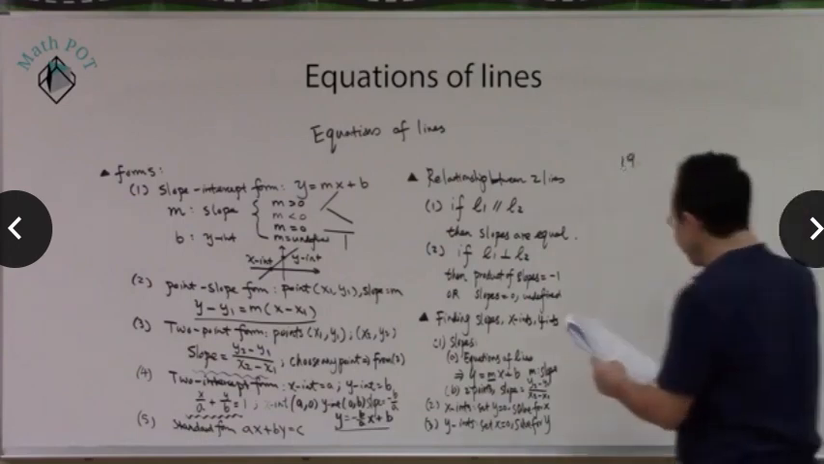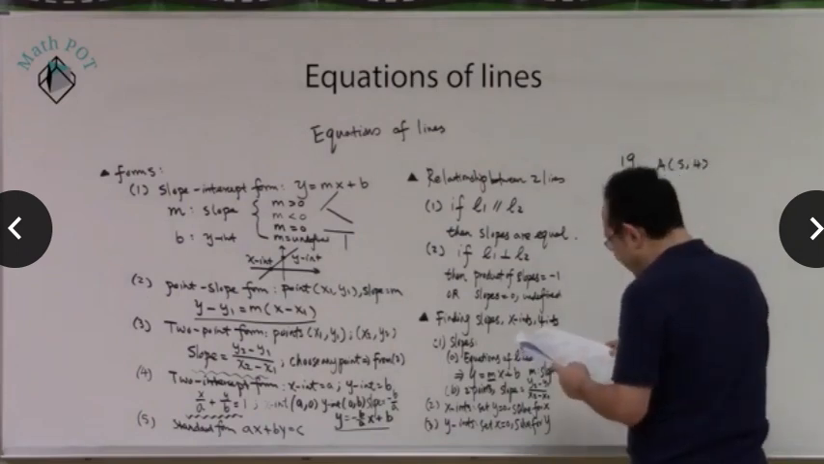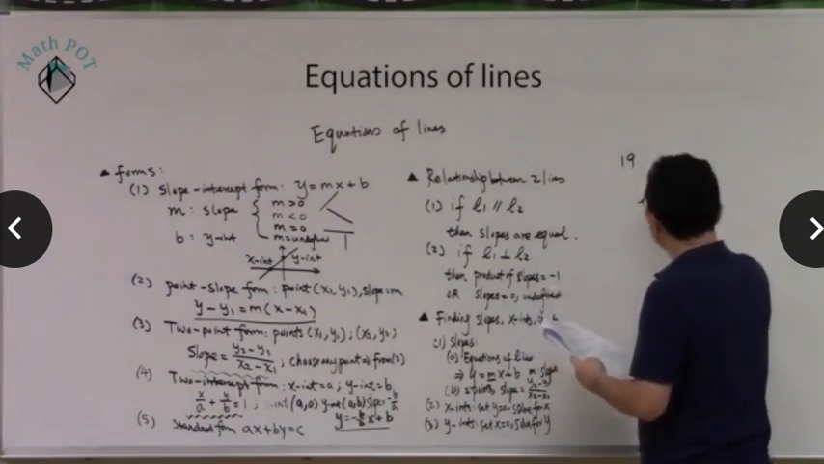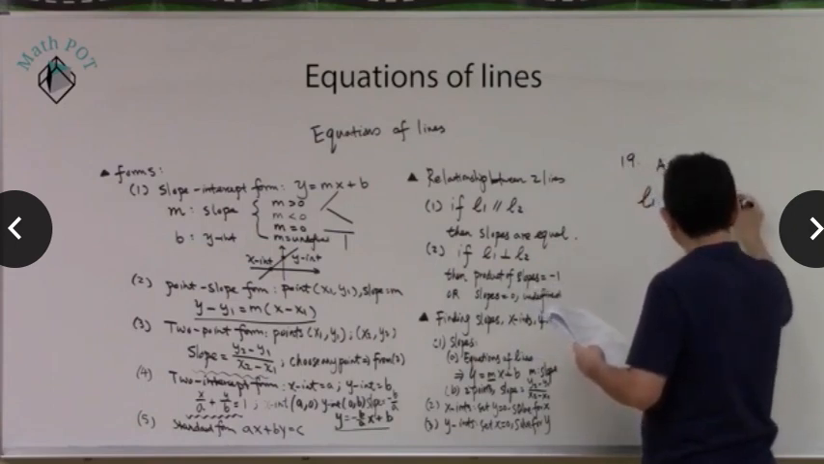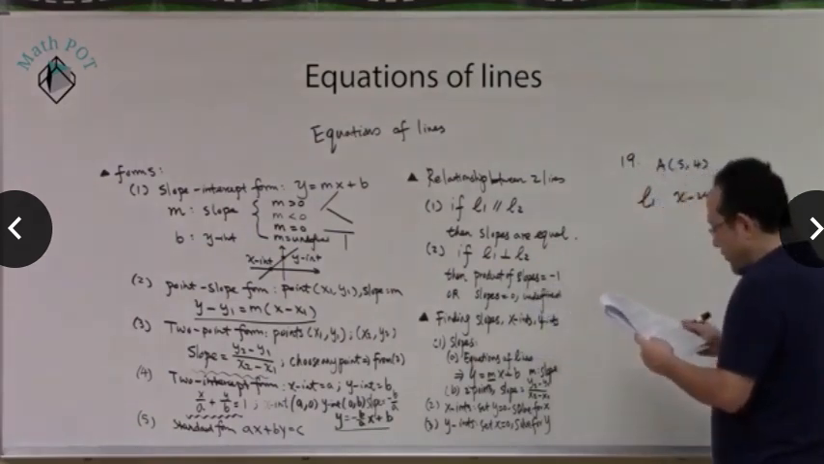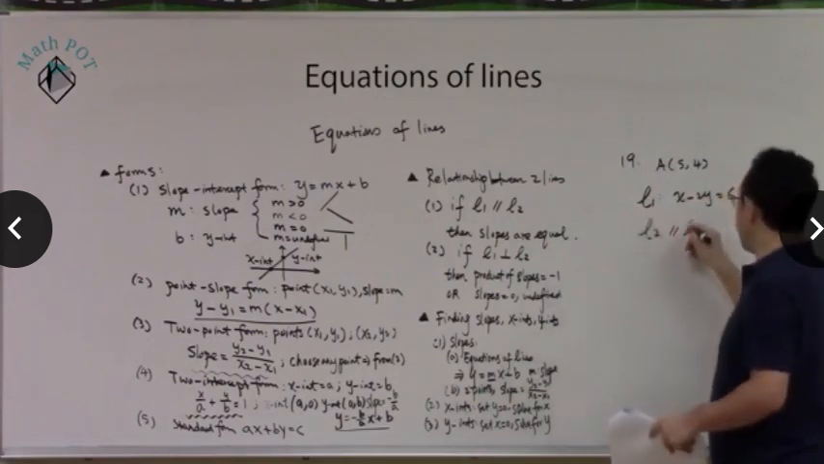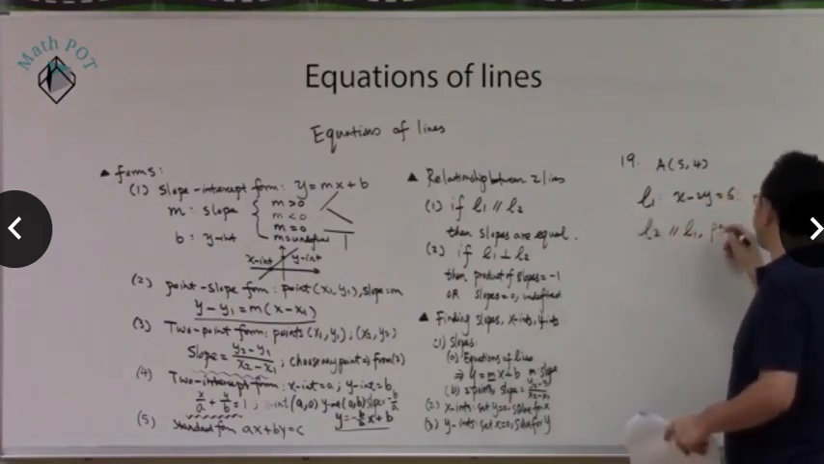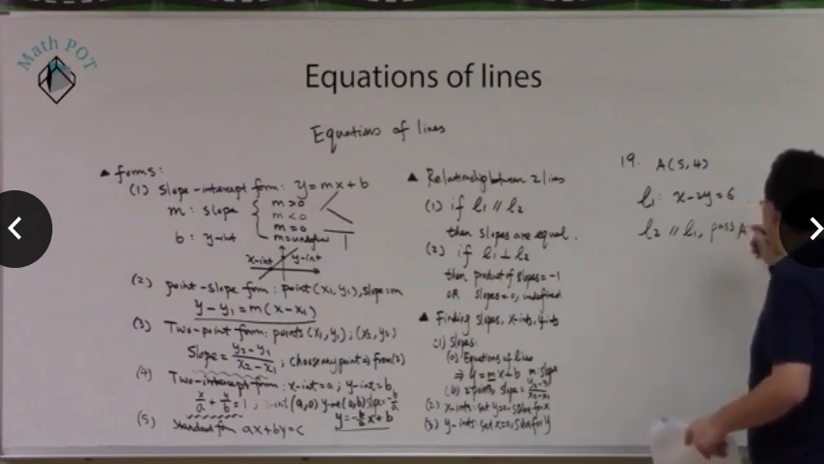We have a point. Let's call this A, which is 5 and 4. So we have a straight line. Another line is x minus 2y equals 6. We try to build another line parallel to this one. L2 is parallel to L1 and also passes through the point A. Try to build the equation of the line for L2.